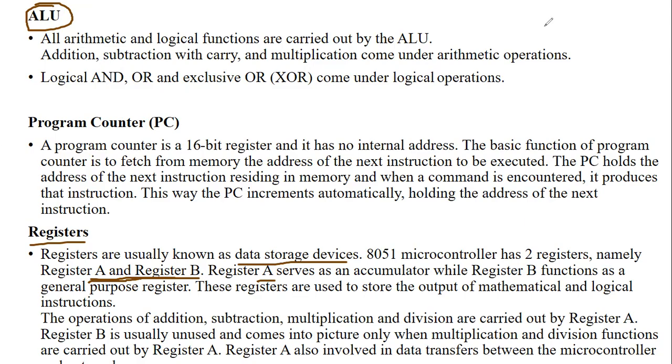And again, we can clarify this sentence. What results are stored in register A? What results are stored in register B? Simply, addition, subtraction, multiplication and division operations are carried out by this ALU, and the result is stored in register A. Generally register B is unused, but in case of multiplication or division, you may use register B. So these are a few details of registers.